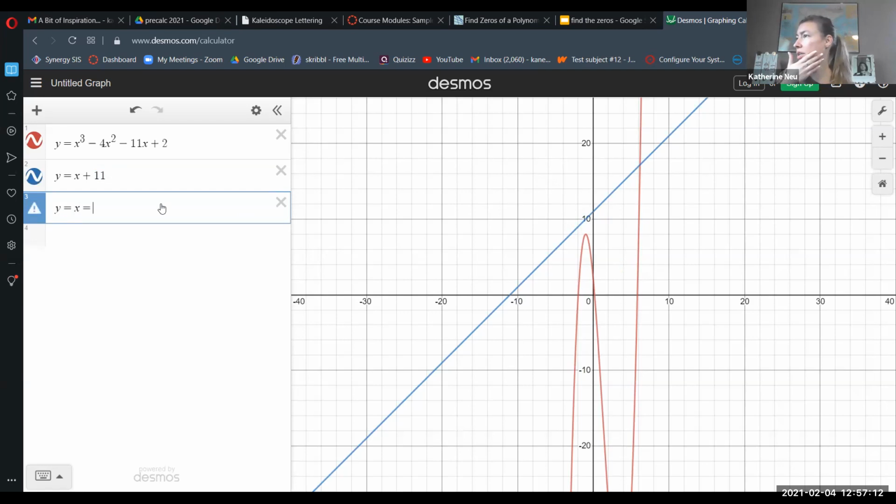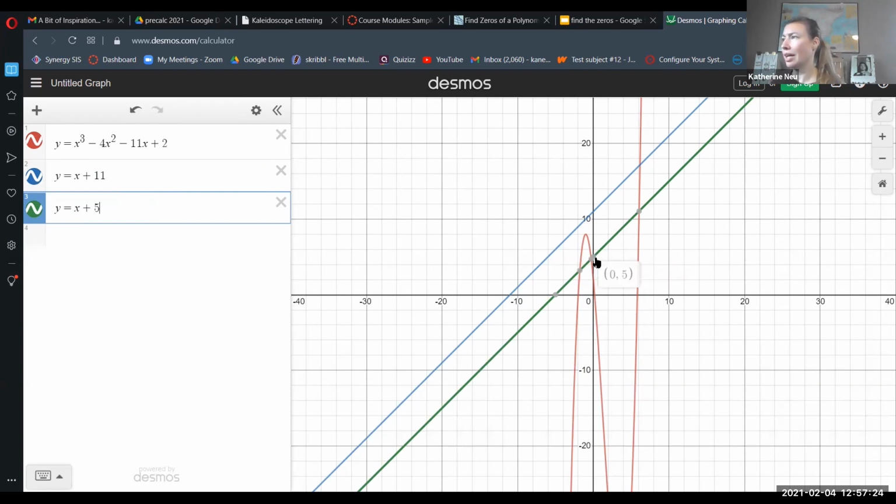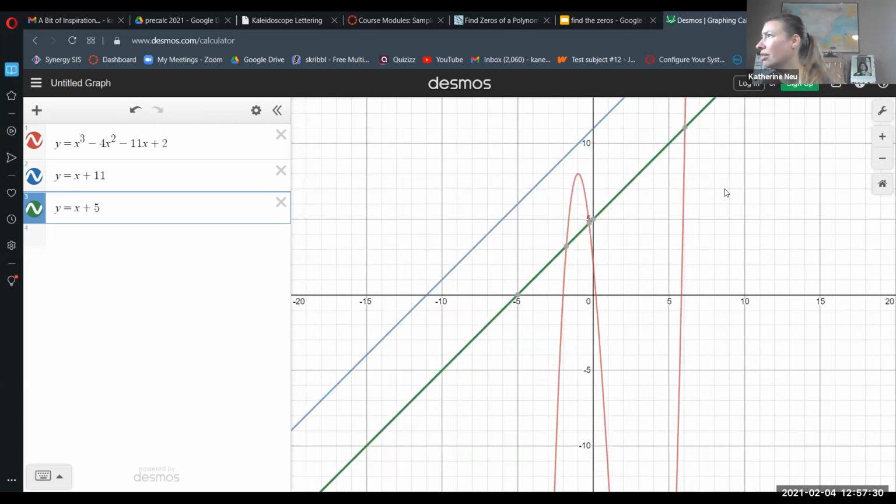If I had done, you know, plus 5 halfway, right? Okay. Then it moved that line down a bit, right? And I didn't want it to cross the y-axis at 5 because it was just getting kind of crowded.